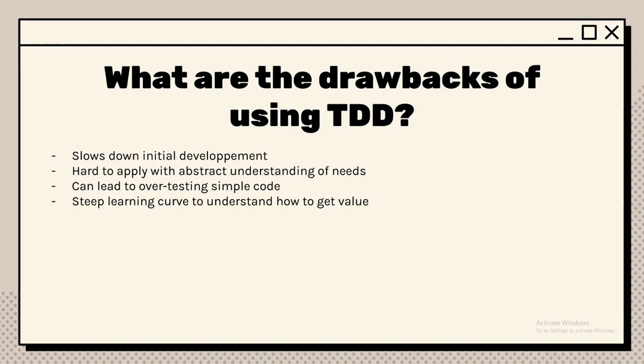This can also lead to over-testing simple code. Because you write the test cases first, say you want to develop a feature on the same program, that means you're going to be writing test cases about this feature. But because the features are on the same program, you'll be testing the same program 5 or 6 times at least, or maybe more with bigger systems. Like multiplication. There can also be a steep learning curve to understand how to get value from this system. Because of the initial learning curve, it can be tough to understand how to get value from the system.